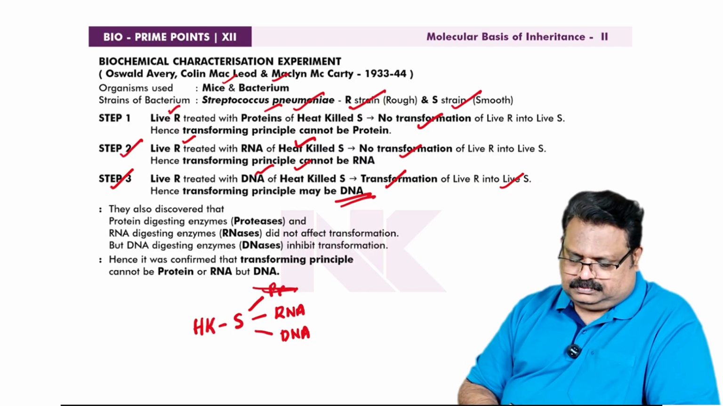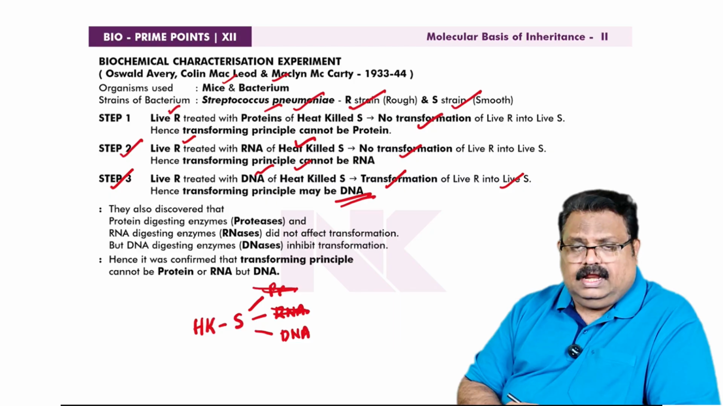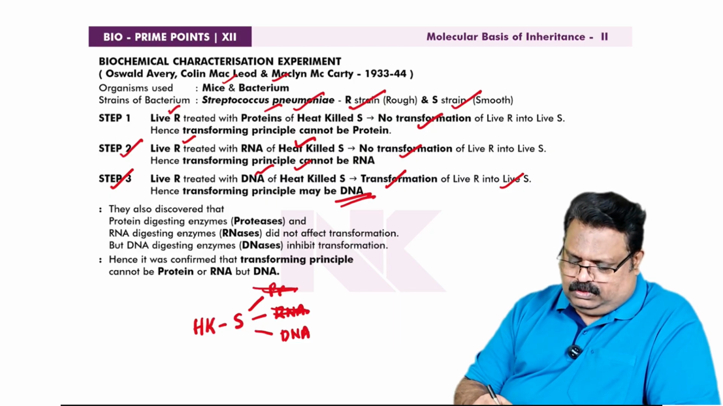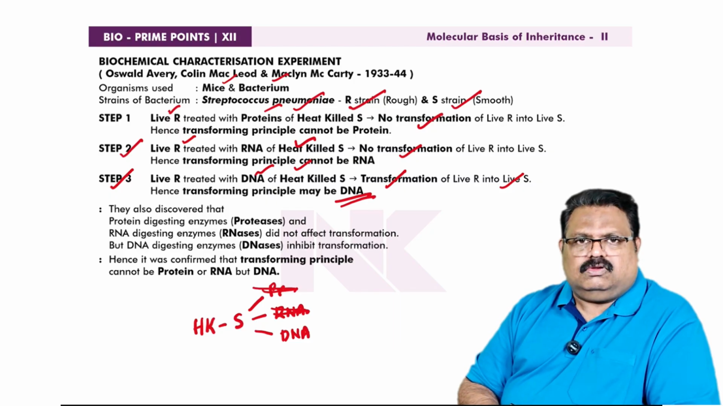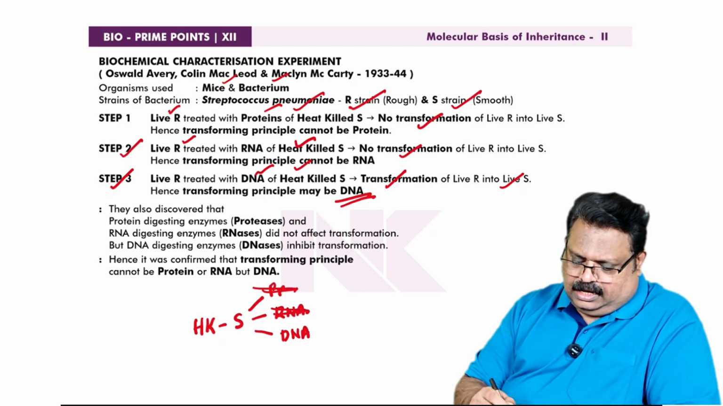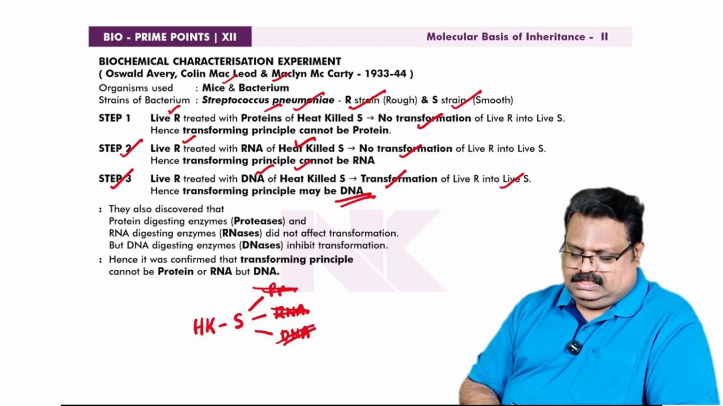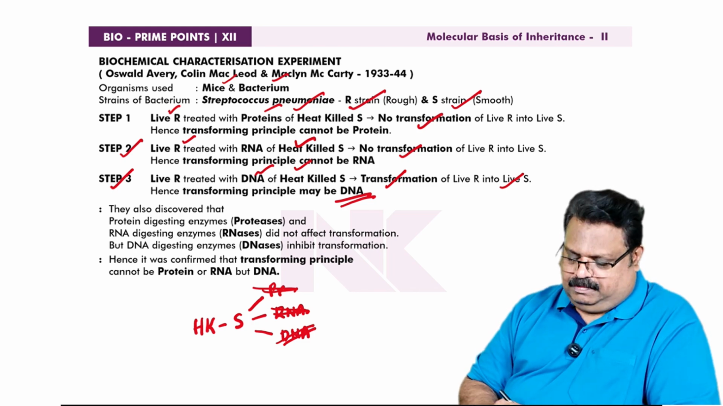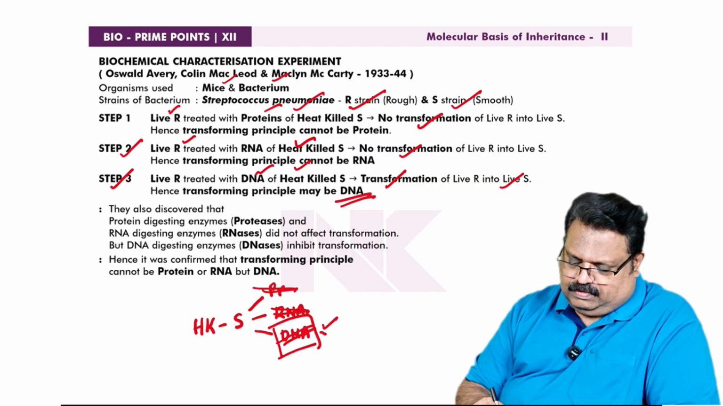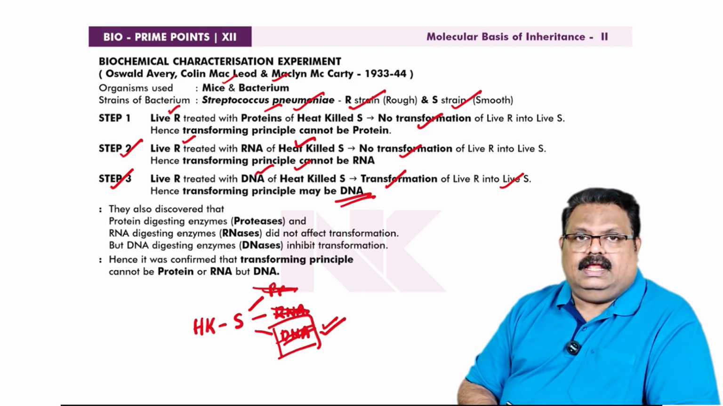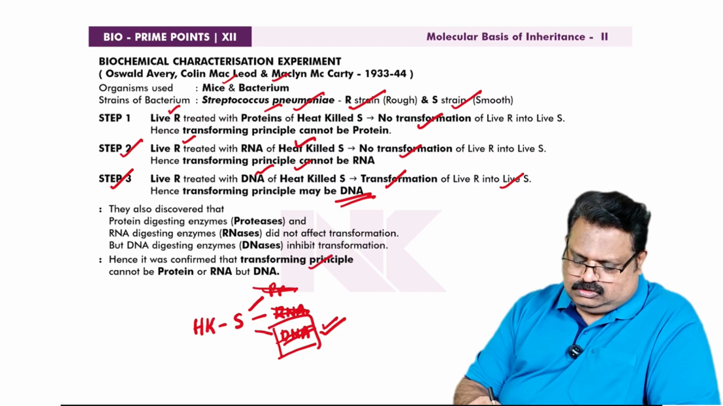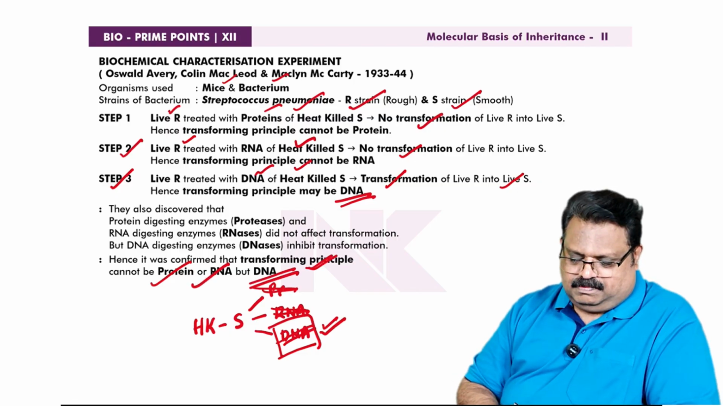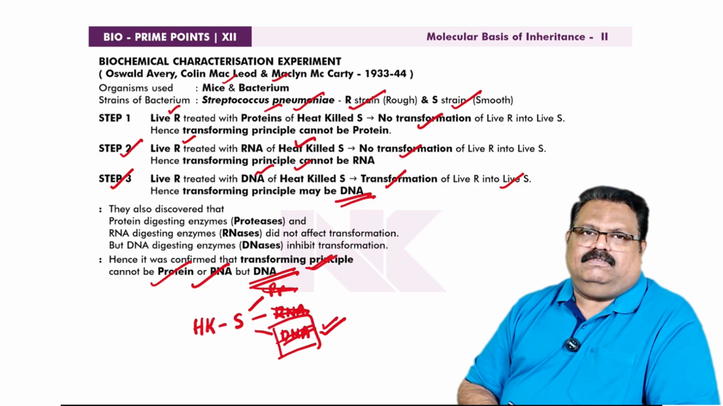So there is transformation. In the next step, they used RNase enzyme to remove the RNA so that protein and DNA will be there. Again, a transformation occurred. At the last step, they used DNA digesting enzyme, DNase, so that protein and RNA will be there. So there is no transformation. That means transformation takes place only when DNA molecules are present. That is why DNA is considered to be the transforming principle. Hence it was confirmed that the transforming principle cannot be protein, cannot be RNA, but that will be DNA.